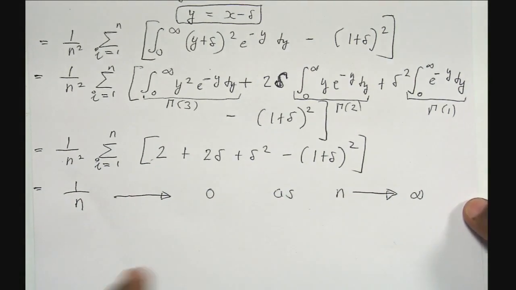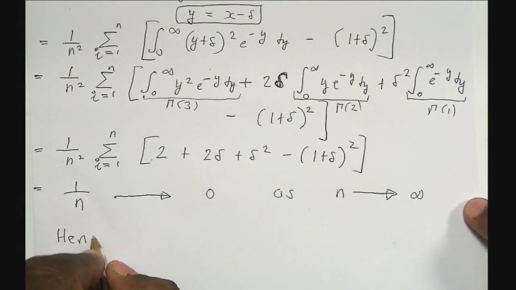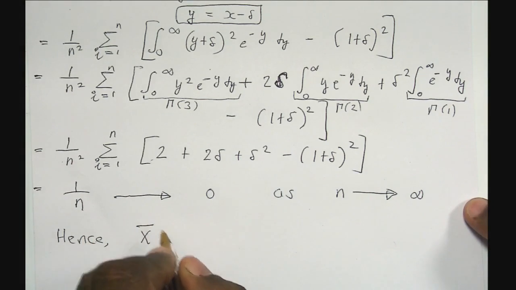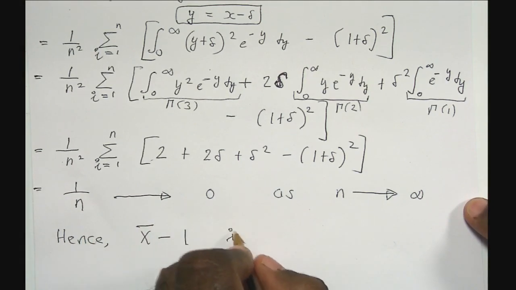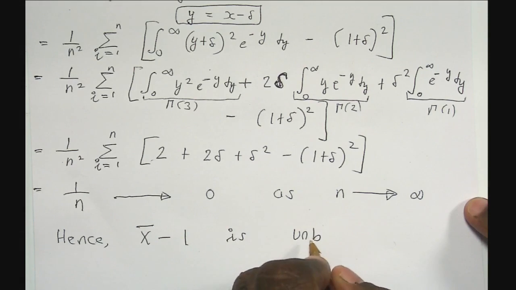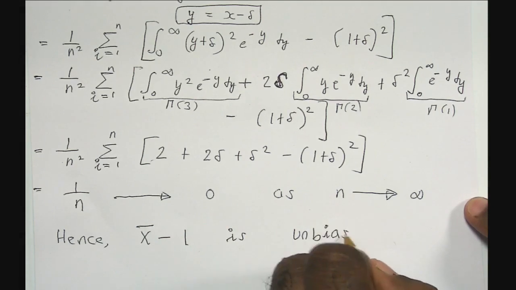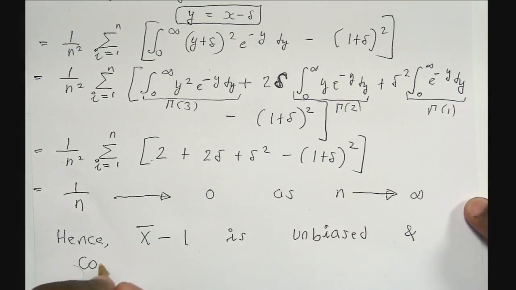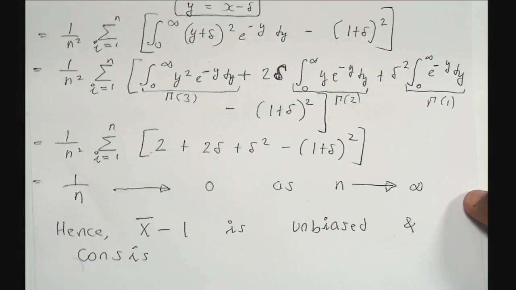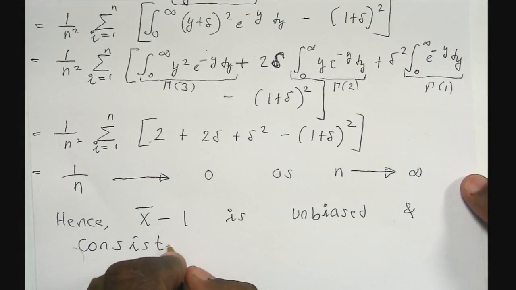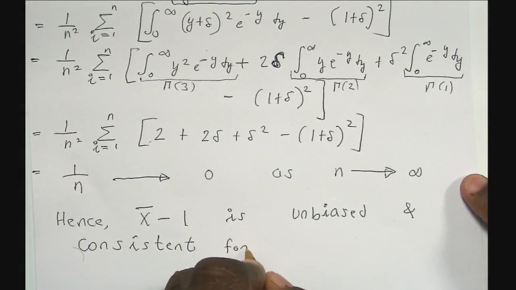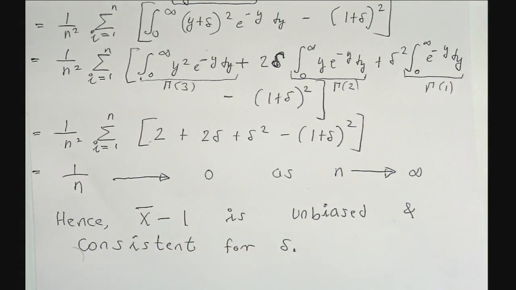Hence x bar minus 1 is unbiased and consistent. Is this clear, guys, or not? Sorry, is anything not clear, guys, here?